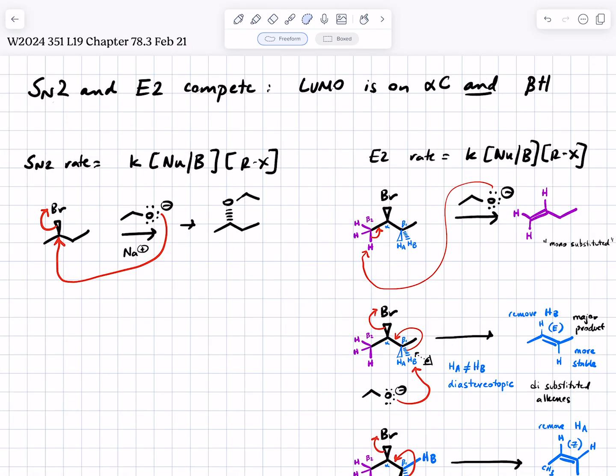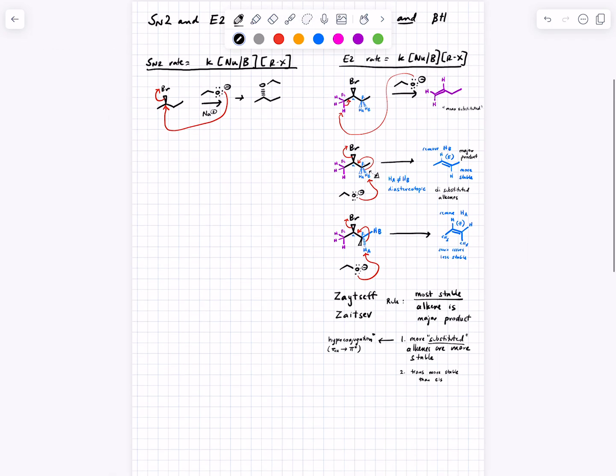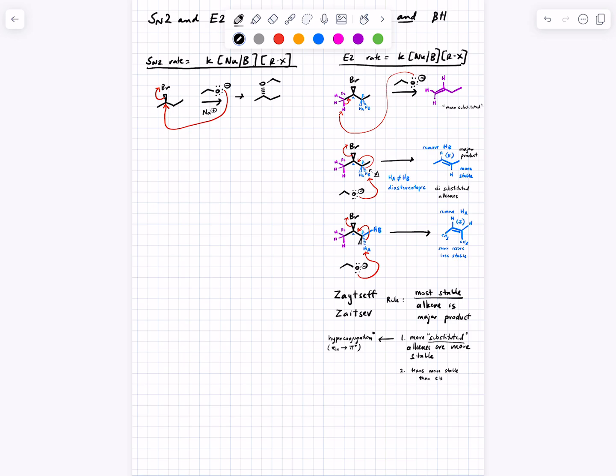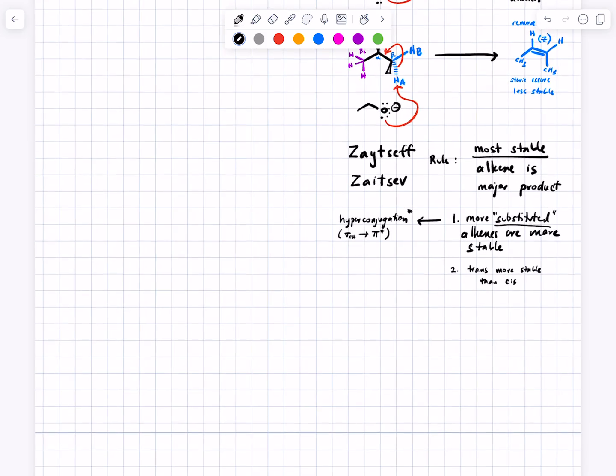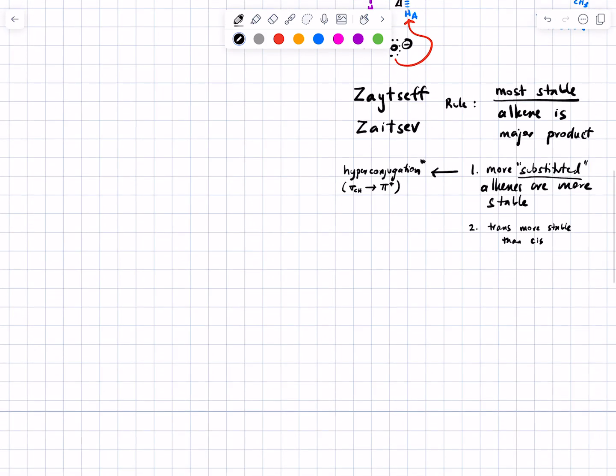Good. Now, I told you that the rates of these reactions depend on the structure of the alkyl halide and the structure of the nucleophile. And last time, towards the very end of class, you maybe missed it, I talked about how the structure of the alkyl halide can give you a clue as to whether a reaction is SN2 or E2 or both. And I'll just repeat that here.